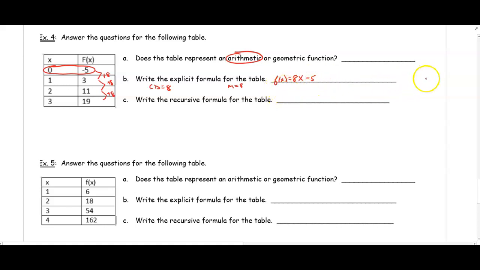Now notice I could also use this: f of x equals 8 times x minus 0, minus 5. Either one of these answers would be good. The recursive rule now: f of 0 equals negative 5. Then f of x equals, what are we going to do here? f of x minus 1. And what are we doing each time? We're adding 8 to the previous term.